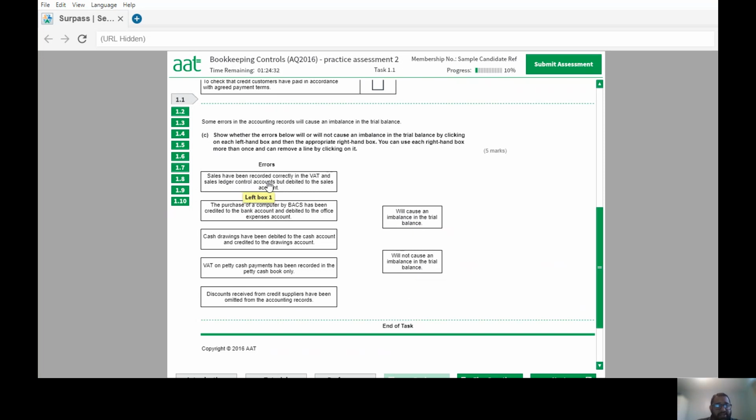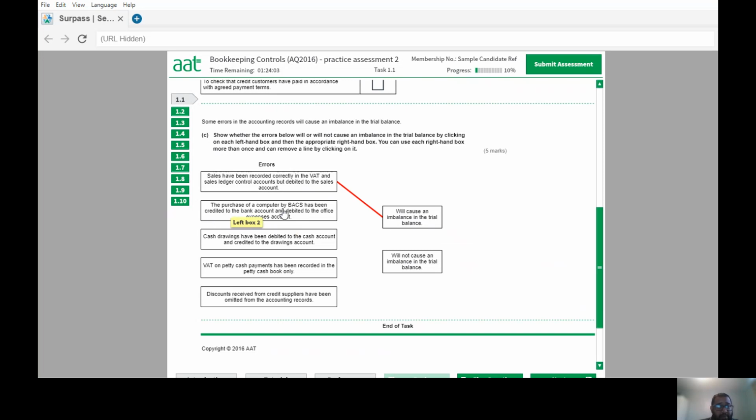Sales has been recorded correctly in the VAT and the sales ledger control account, but debited to the sales account. So normally when you have to enter these entries, what do you normally do? You have to enter sales ledger control account debit, VAT account credit, sales account credit. So one of the entries supposed to be a credit was entered as a debit. So therefore, debit will have a proportionally higher amount than your credit. So this will cause an imbalance. So let's put that down. It will cause an imbalance.